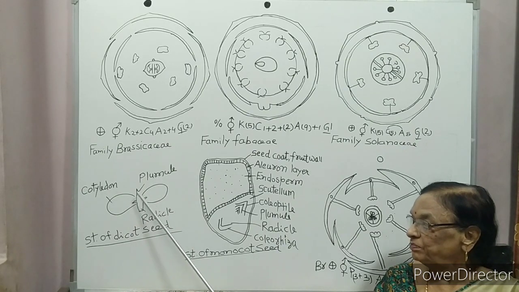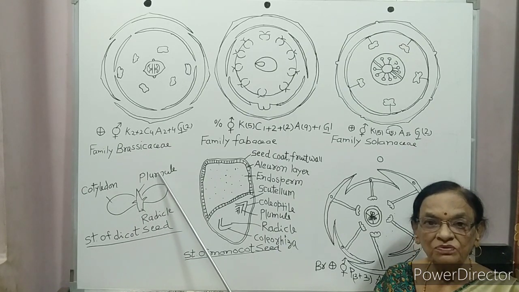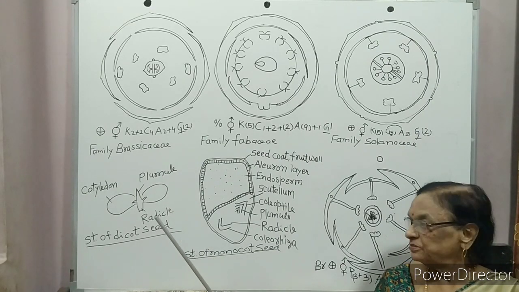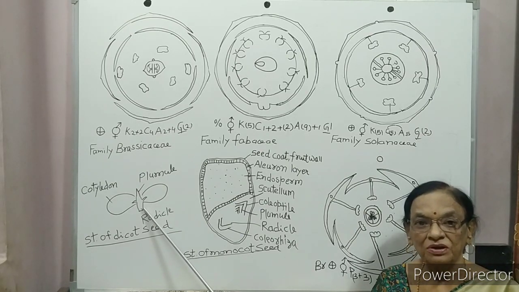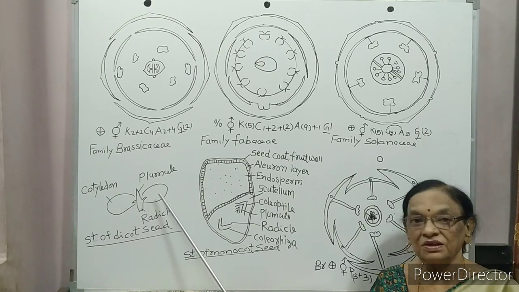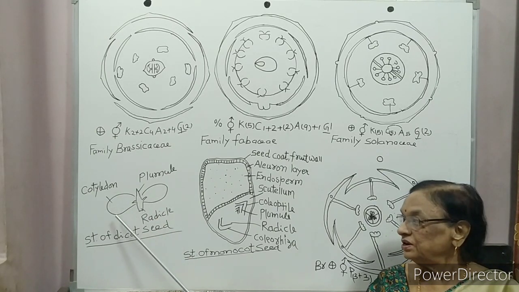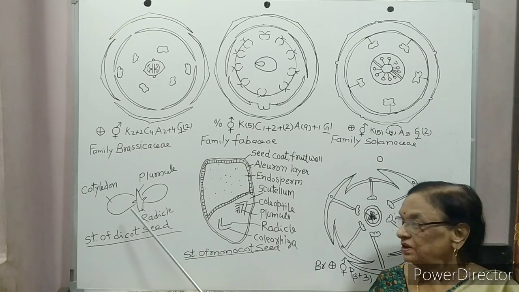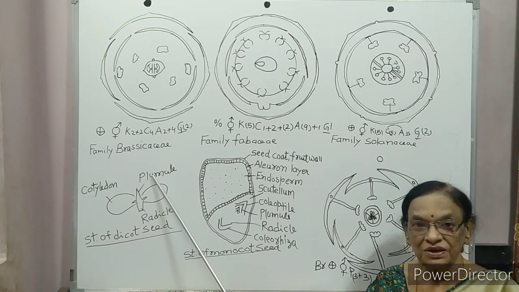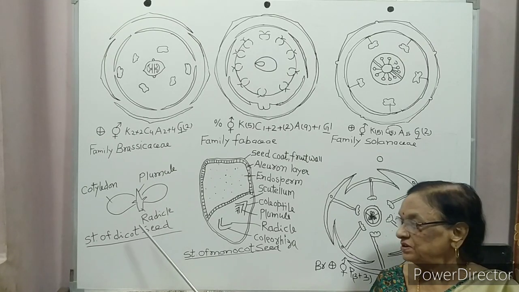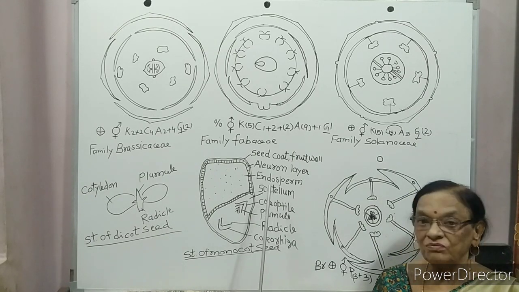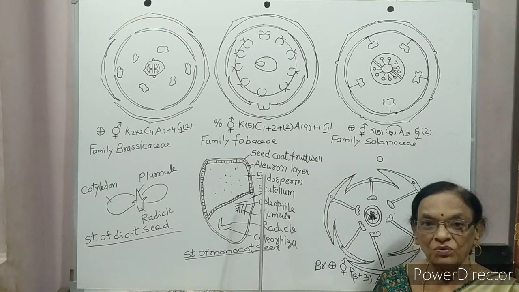The upper part is called plumule. This plumule gives rise to the stem and branches. Radicle forms the root system, and these two are the cotyledons. So it is a dicot seed showing two cotyledons, plumule which develops into stem and radicle which develops into the root.